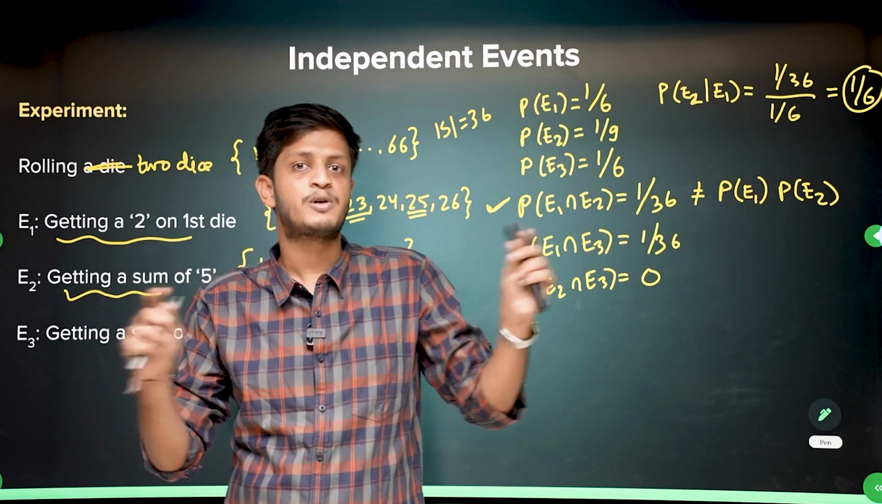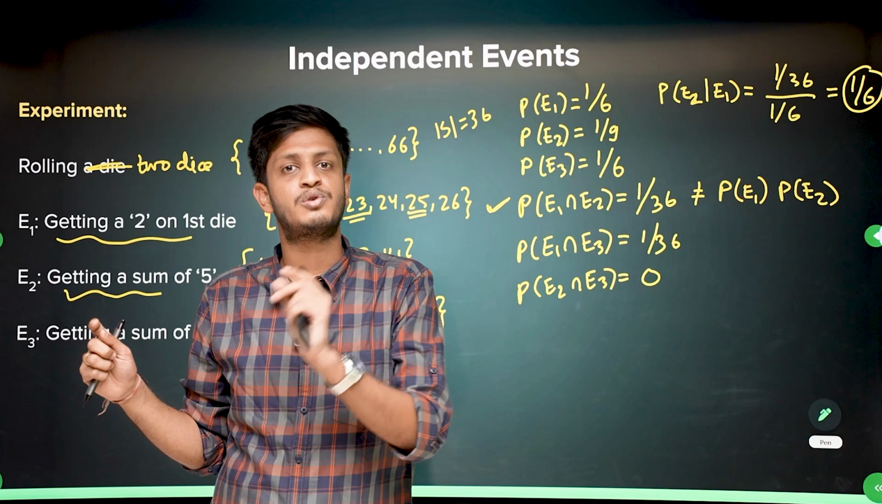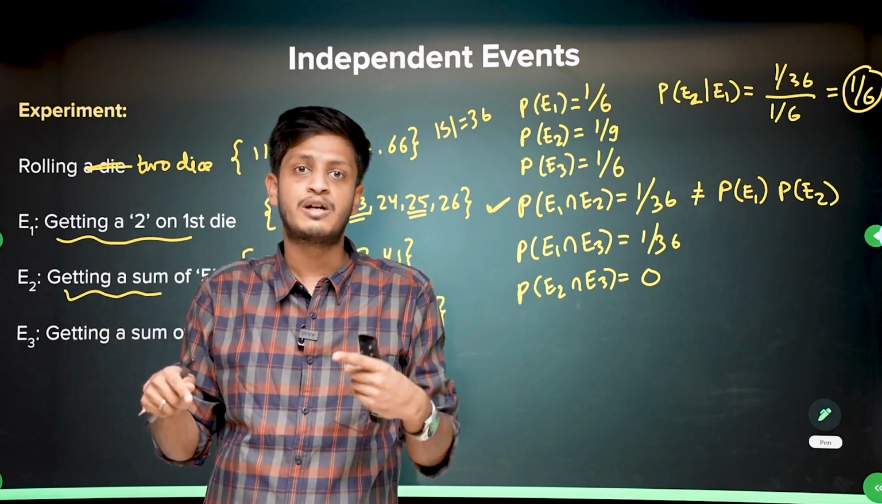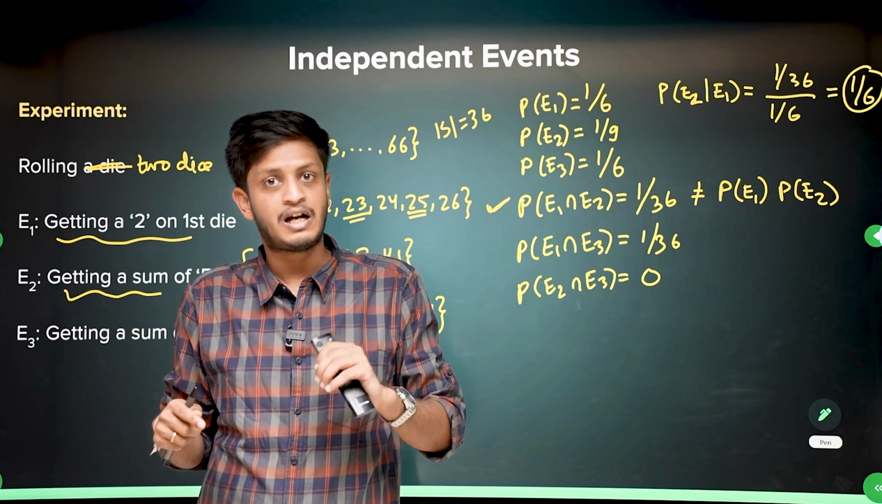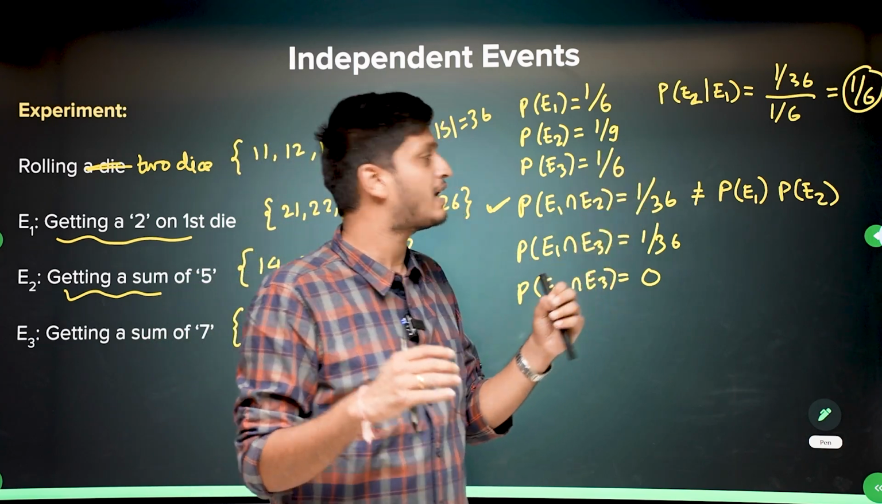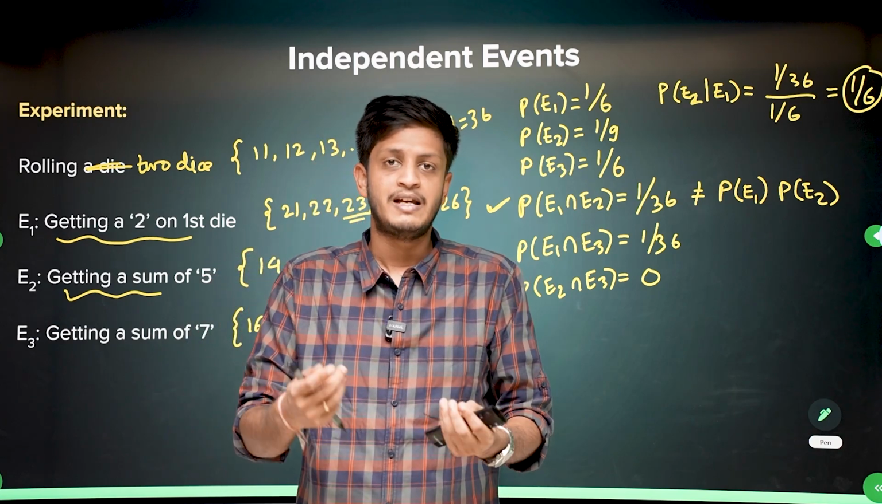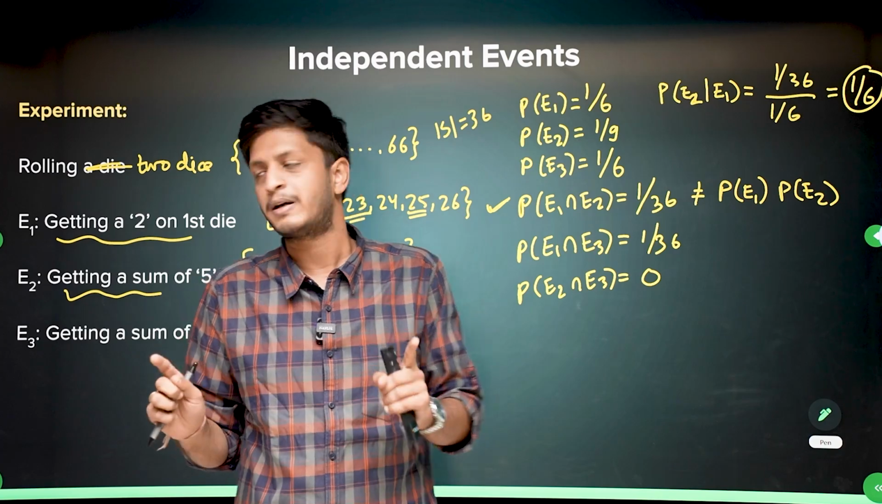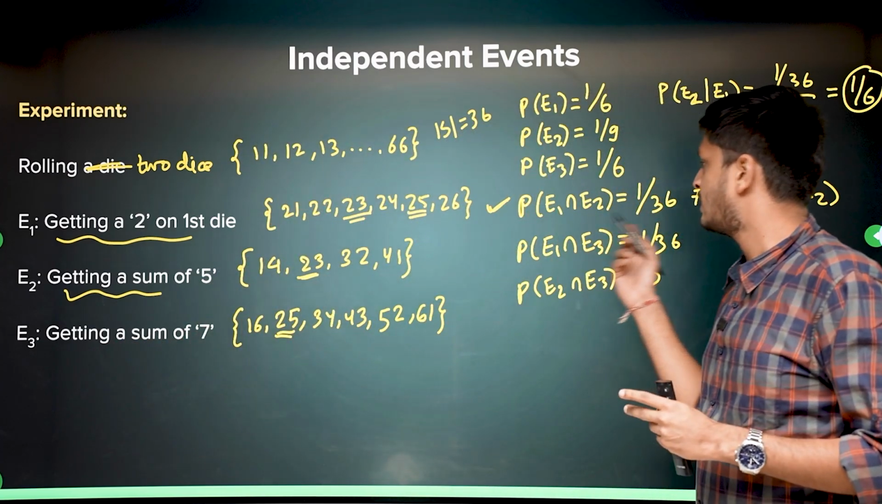So now out of the 6 possible outcomes, (2, 1), (2, 2), (2, 3), (2, 4), (2, 5), (2, 6), one of them is favorable. Previously out of 36 outcomes, only 4 were favorable. But now out of 6 outcomes, 1 is favorable. So the probability increased. And that's why the happening of event E1 increases the probability of event E2, and that's why they are dependent. They are not independent. And you get that from the formula as well.